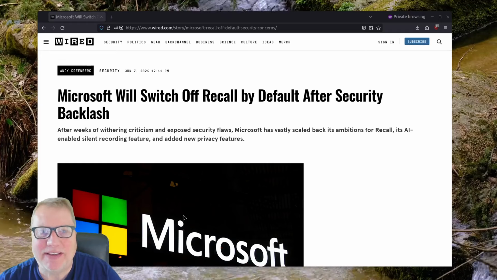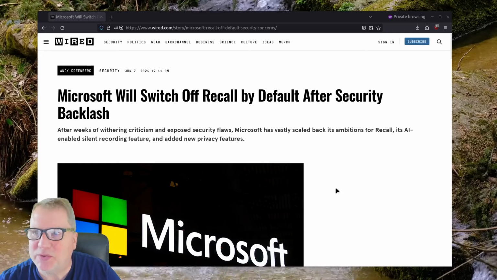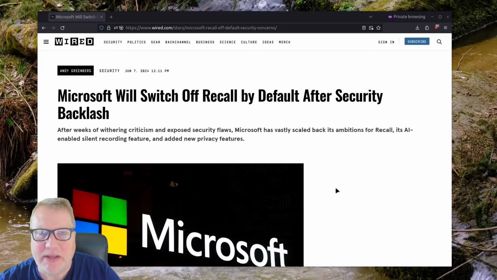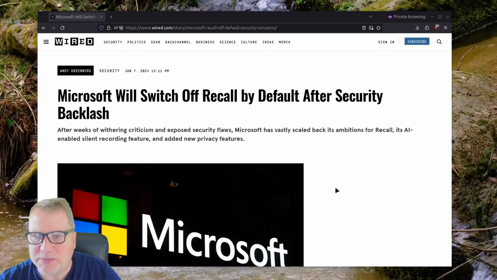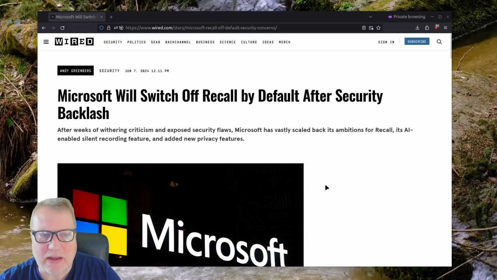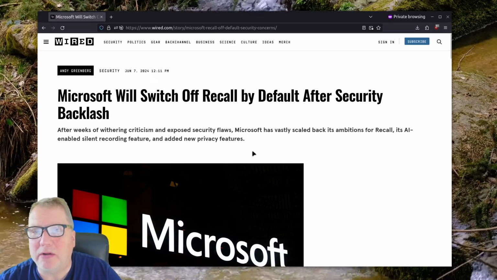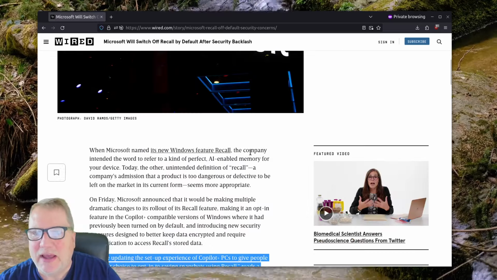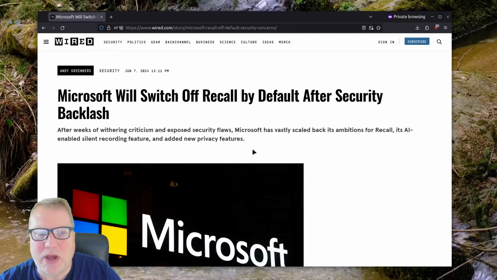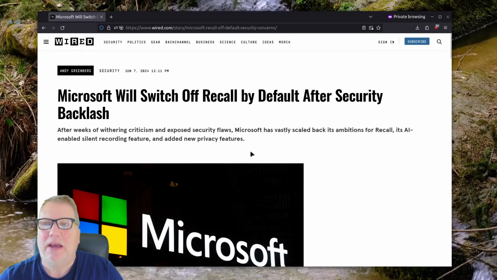Hi, I'm John, and today I'm going to talk about Microsoft switching off Recall by default in their new Copilot Plus PCs. There was a big backlash on this. I'll have a link down to this Wired article. You can read it for yourself. So they've switched off Recall by default.